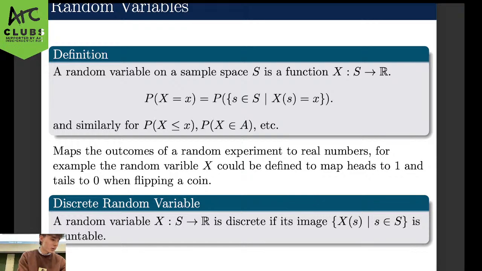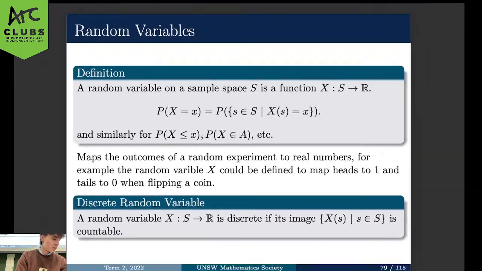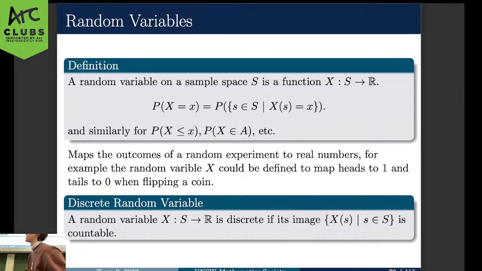So moving on from probability to random variables here. The formal definition of a random variable is a function that maps from the sample space to the real numbers. In other words, it's a way that we can map the outcomes of a random experiment to some real number. For example, if I flipped a coin, I would map the outcome heads to the number 1 and the outcome tails to the number 0. And a random variable will be discrete if its image is countable. In other words, the set of function values, or the set of possible random variable values, is a discrete set.